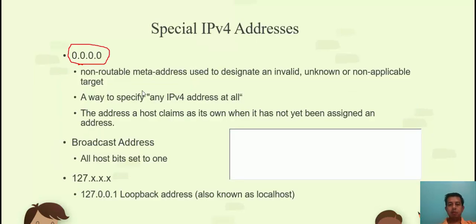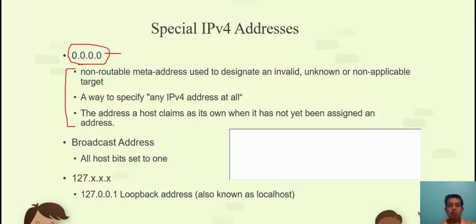We should also be aware of some of the special IPv4 addresses. The first one is all zeros. Any IP address which has all zeros, as we have already seen, cannot be used as a routable IP address in any of the machines. All zeros can indicate many things. Specifically, it can be used at the beginning when a host has no IP address at all and wants to get one. We'll see this later when we use DHCP. There is a particular protocol called DHCP which is used to provide IP addresses by your ISP.